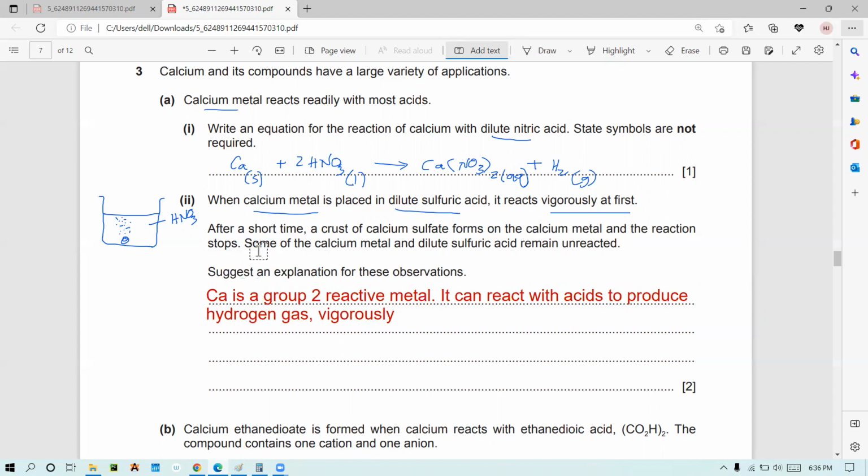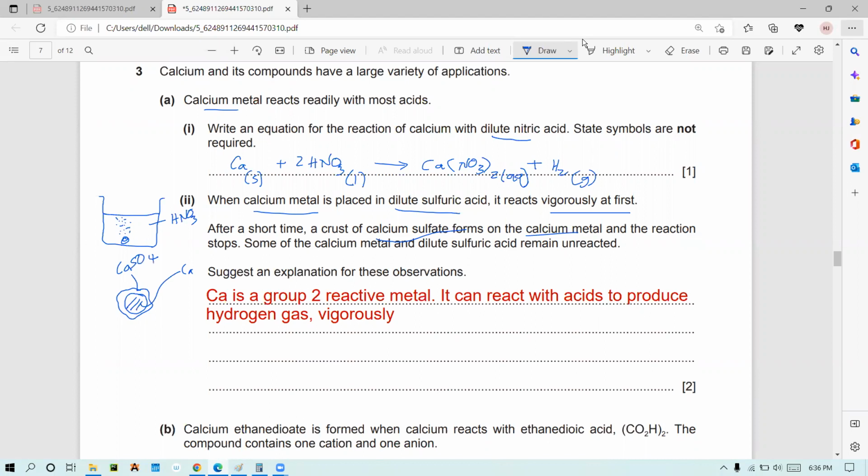But the question says, after some time, a crust of calcium sulfate forms on the calcium metal. A crust of calcium sulfate is formed on the calcium metal. If this is a calcium metal, on the surface, a layer of calcium sulfate is formed.